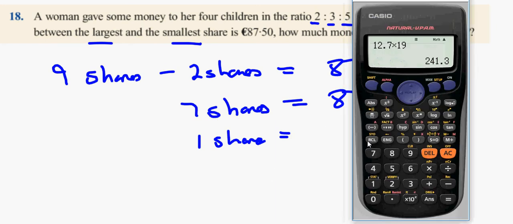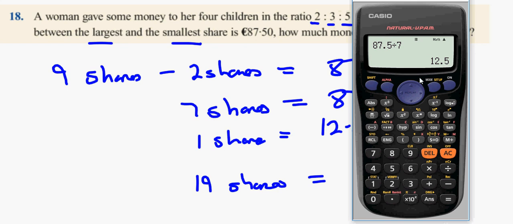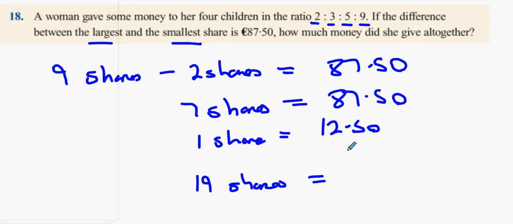Okay, let's just be sure to be sure. Divided by 7, yeah? €12.50. How many shares are there in total? 2 plus 3, 5, 5 plus 5, 10, 10 plus 9, 19. Need to find out 19 shares. 1250 multiplied by 19. 237.50. Anybody get it without me? Okay. Any questions about it?